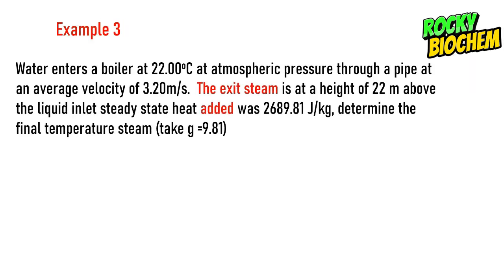Let's try this particular simple example and then end the tutorial session here. So this is the example. Water enters a boiler at 22.00 degrees Celsius at atmospheric pressure through a pipe at an average velocity of 3.20 meter per second. The exit steam is at a height of 22 meters above the liquid inlet, and the steady state heat added was given as 2689.81 joule per Kelvin, and you are to determine the final temperature of the steam.